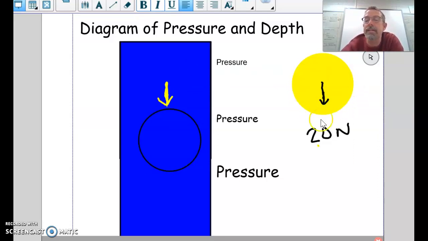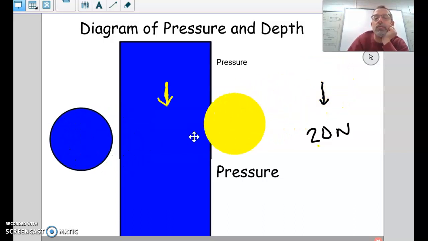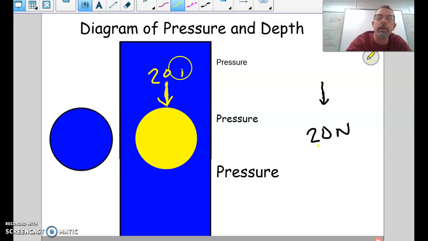And this yellow object has a weight of 20 newtons, let's say, in air. And let's say that I take this yellow object and I place it in this water here. It still has a weight of 20 newtons. And that's not going to change. That's its weight. It still has 20 newtons trying to push down. But now let's say that this water that has been shoved out of the way here has a weight of, let's say, 5 newtons.